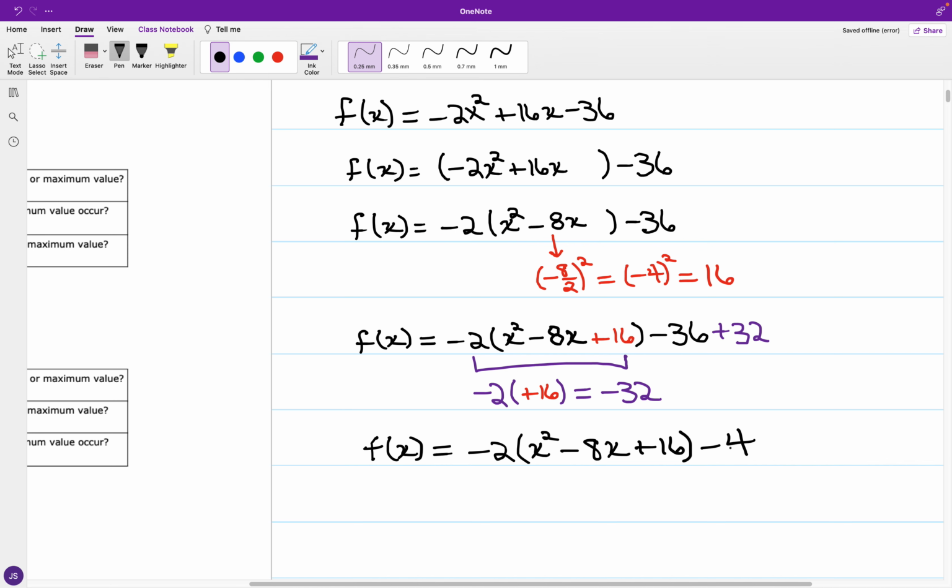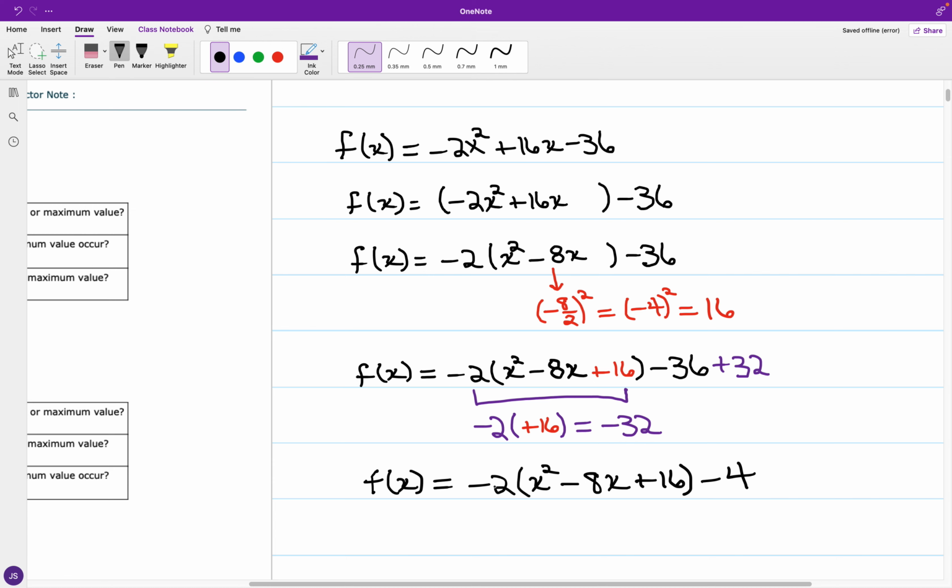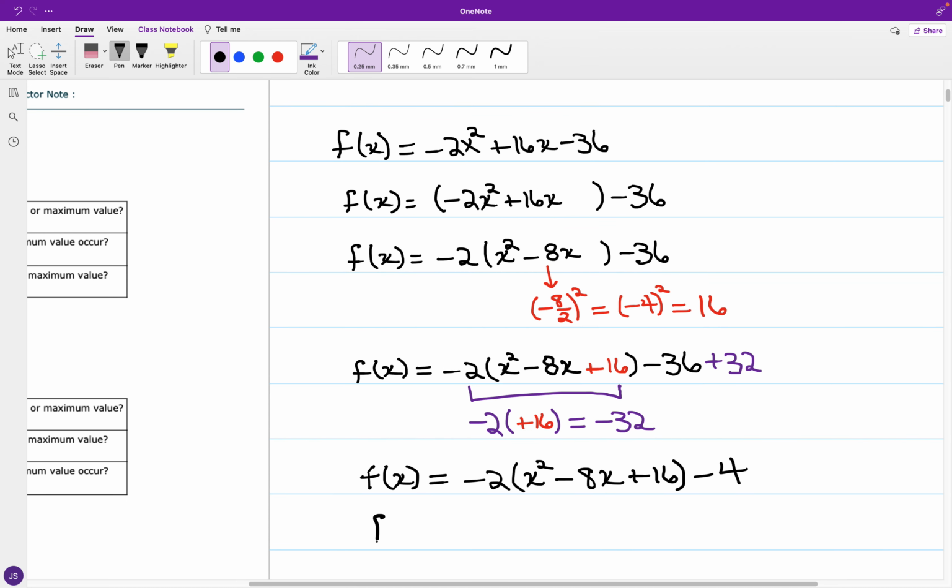You can always go back and check. If I distribute negative 2 over x squared, you have negative 2x squared. Negative 2 over negative 8x becomes positive 16x. Negative 2 over 16 will be negative 32. And negative 32 minus 4 is negative 36. And now, converting what I have in terms of the vertex form.